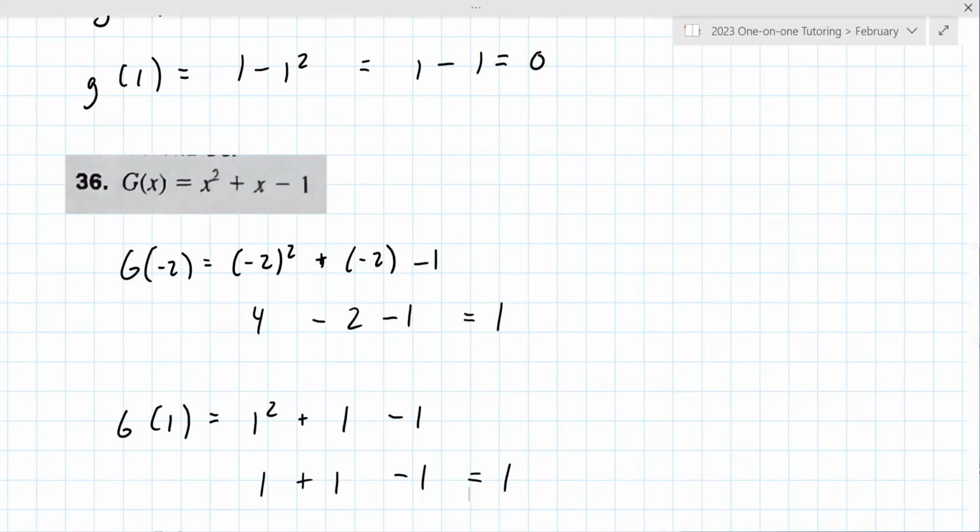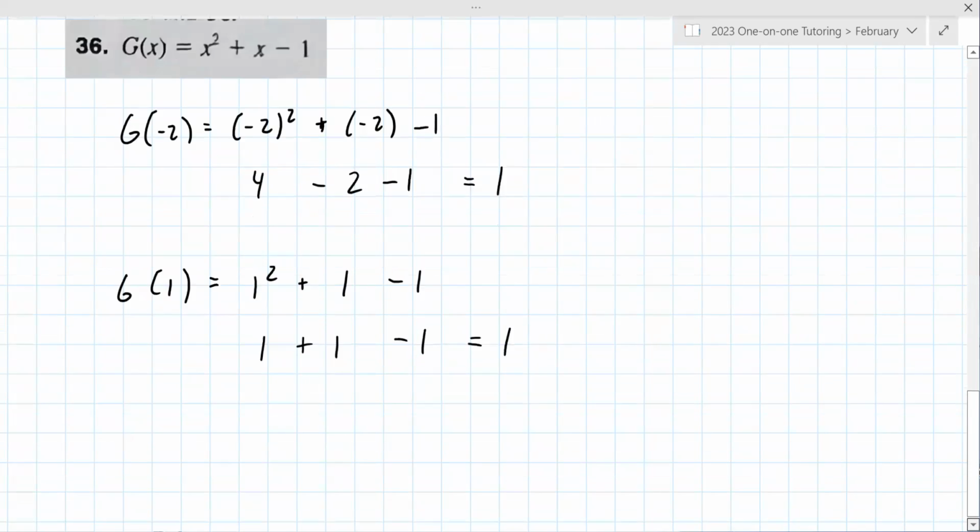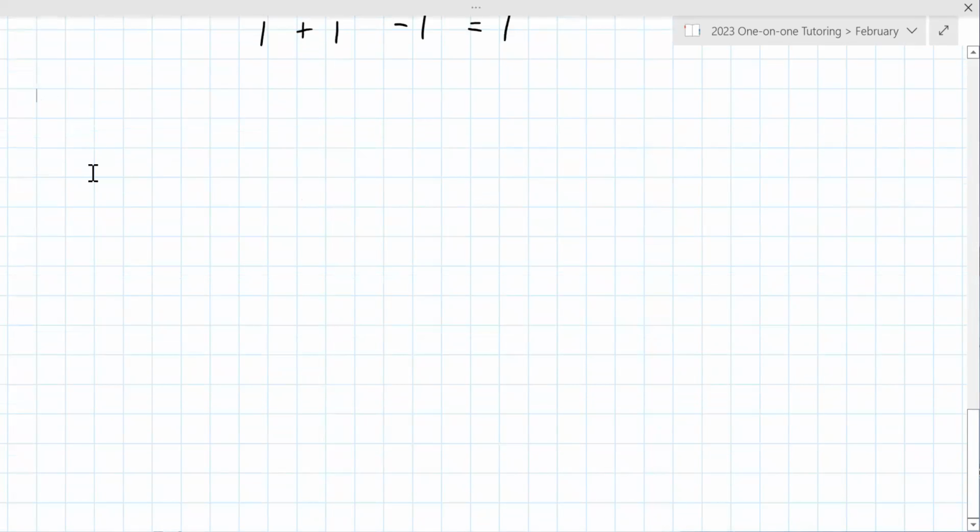Let me go back and actually do 30. I didn't realize this was going to go so fast. So I'll go back and knock out number 30 real quick. It's kind of the same thing. So you've got to evaluate it at 0.